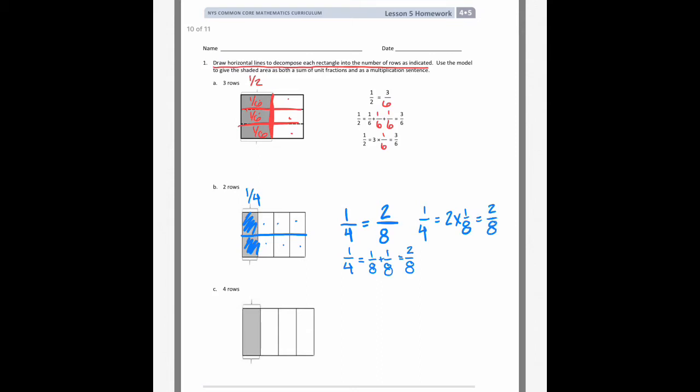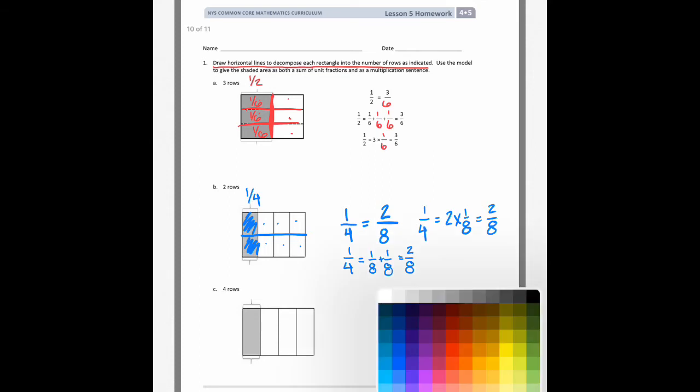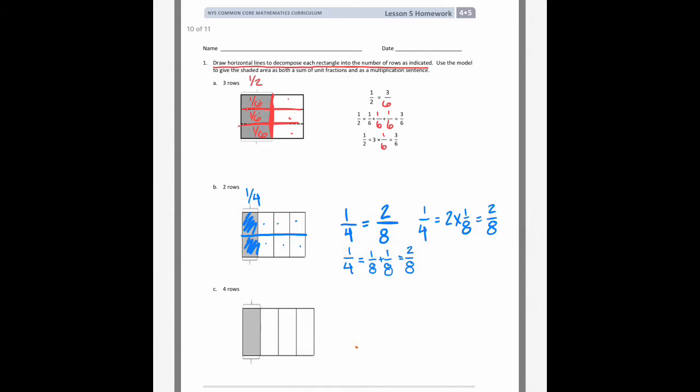Okay, and we're going to do the same thing down here. Let's use a different color just for fun. It's easier to see. Let's use this orange. Okay, so this is 1/4 because 1 out of the 4 pieces. And it's asking me to split into 4 rows. So I'm going to do half and then split those halves in half. So they're not perfect, but I have 4 rows.